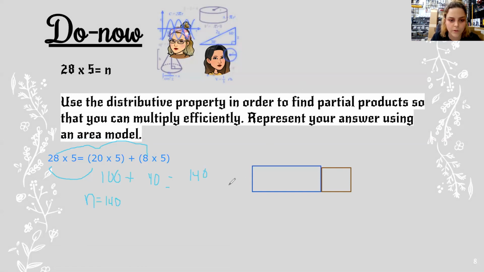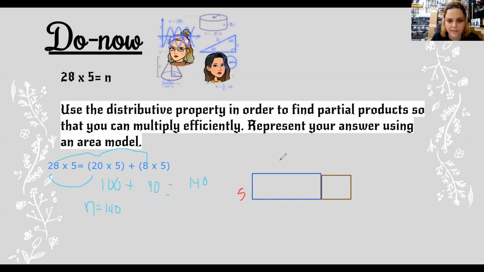So let's see. I multiplied 5, so that's my height, times 20, that's my width. 5 times 20. I did that and that gave me 100. And then I multiplied 5 times 8. And that gave me 40. So again, here's my area model represented. I'm showing how the distributive property can be represented using that area model.